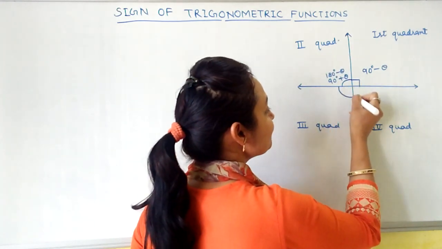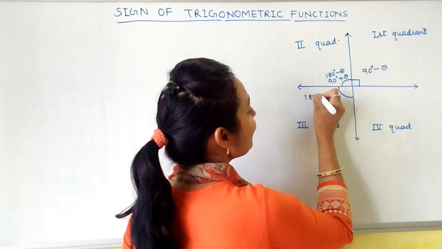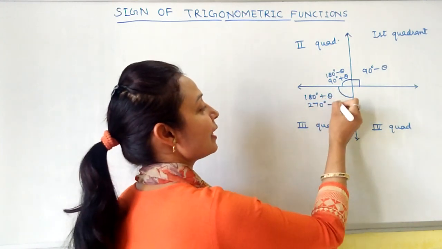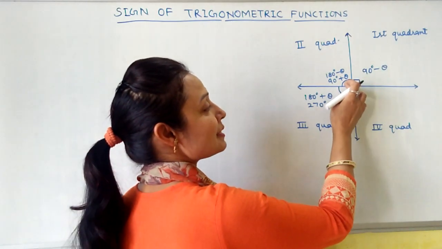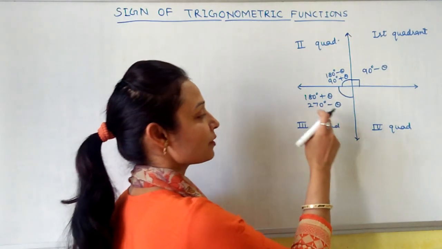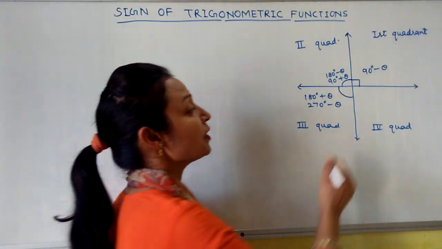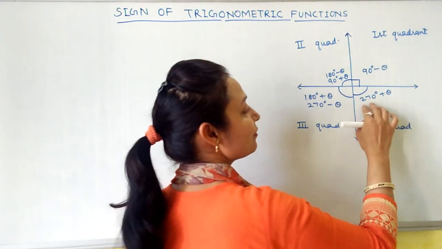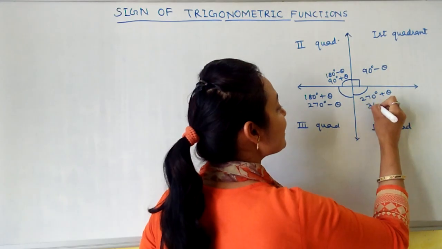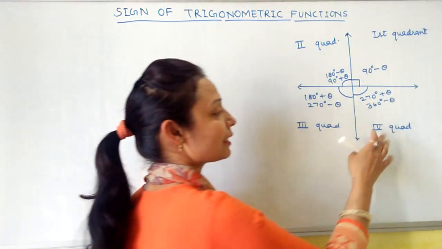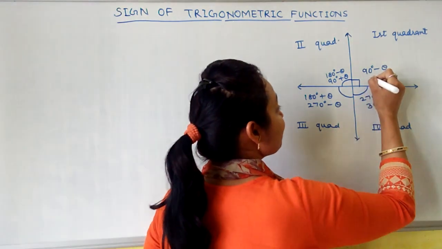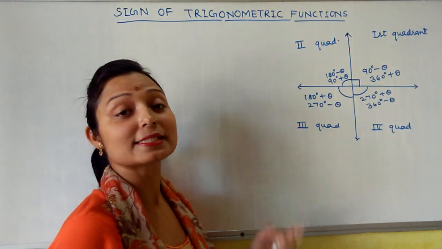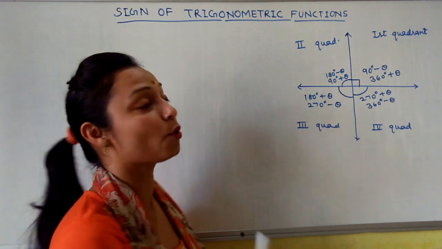Now come to the third. This is 180 plus theta and 270 minus theta, right? Because 180 plus 90 is 270. That lies in the third quadrant. Okay. When I talk about the angle 270 plus theta, the angle will come in the fourth quadrant, or 360 minus theta. So that angle comes in this quadrant. Now, if 360 plus theta is there, that means it comes in the first quadrant. So this is the way to take the angles in the various quadrants.